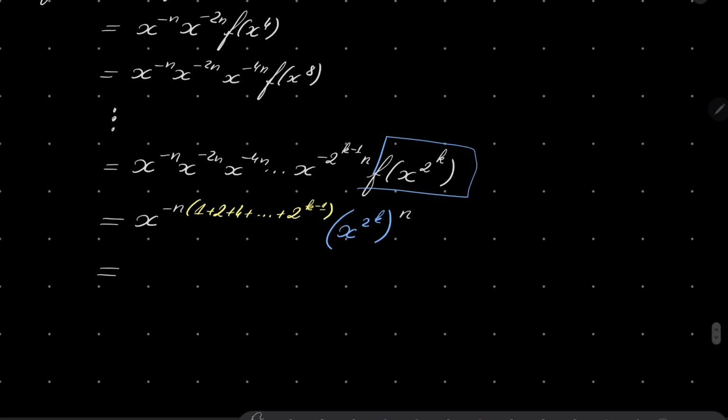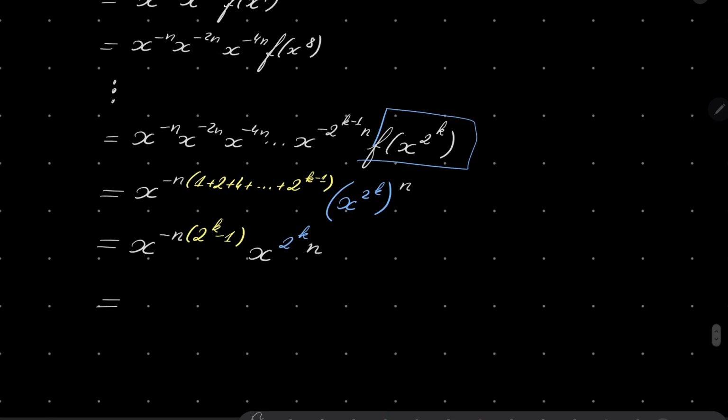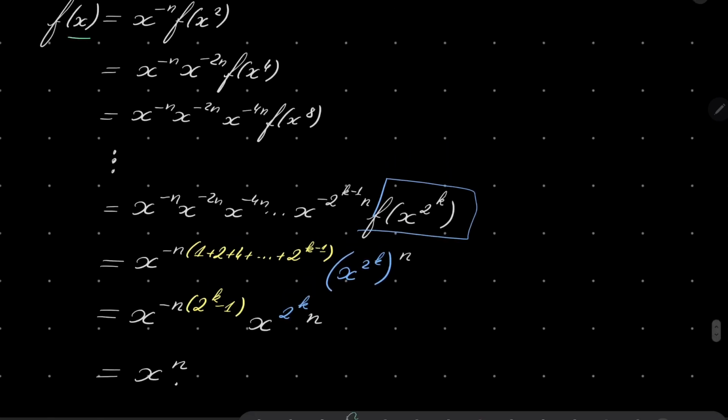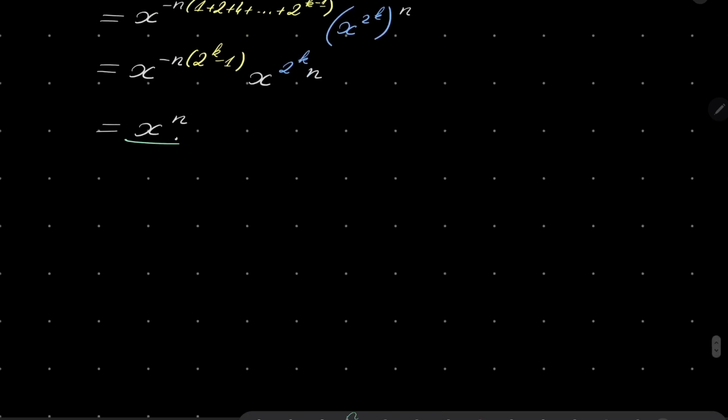Alright, and now let's take a look. Here I have x to the power minus n, and this expression in the yellow parentheses can be replaced by 2 to the power of k minus 1. And here I have x to the power 2 to the power of k times n. And now, if I add these exponents, I will get just x to the power of n. And that closes our proof, because I have demonstrated now that f of x equals x to the power of n.